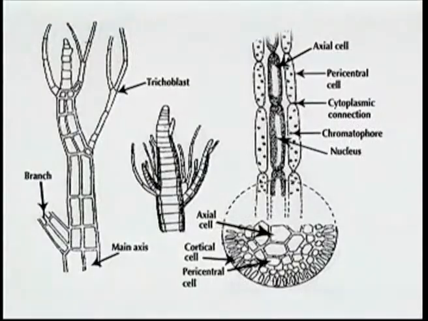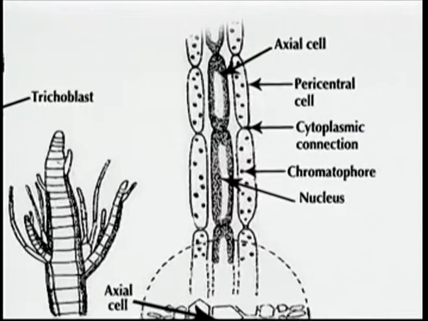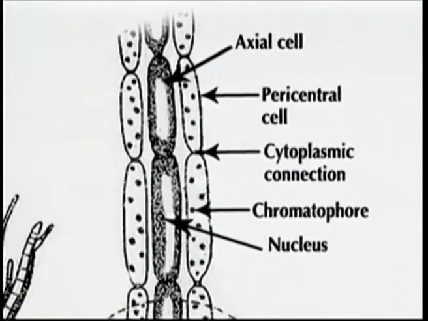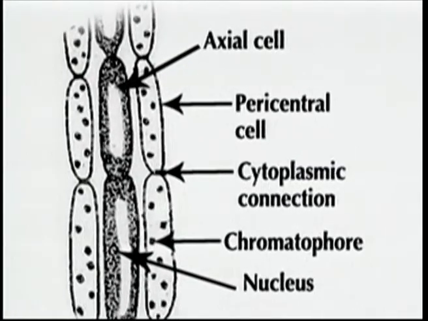When seen under low power of microscope, the thallus consists of several tiers of cells placed end to end. The cells of central siphon are large, elongated, and uninucleate. They are called central or axial cells. The cells of the peripheral siphon are narrow and are called pericentral cells.